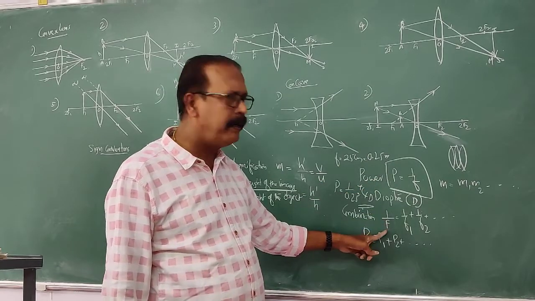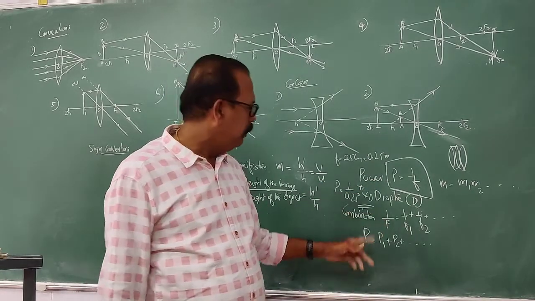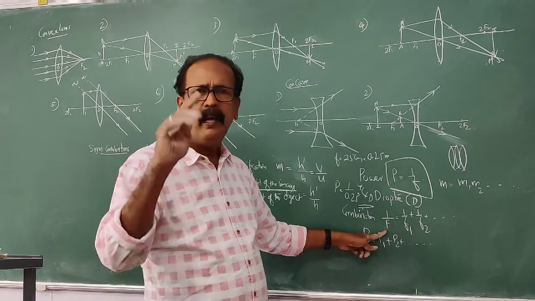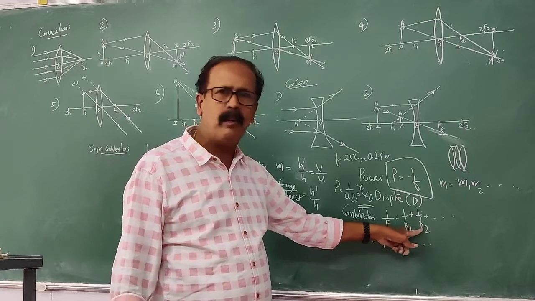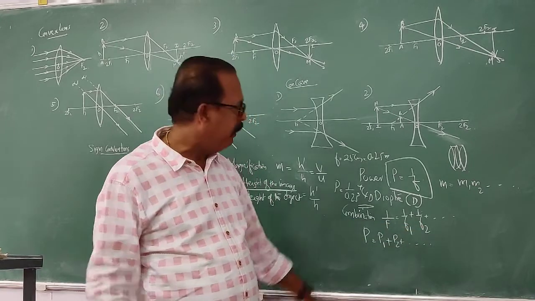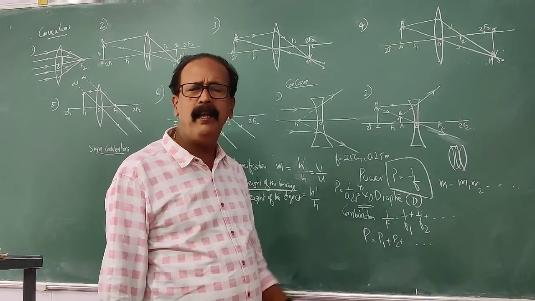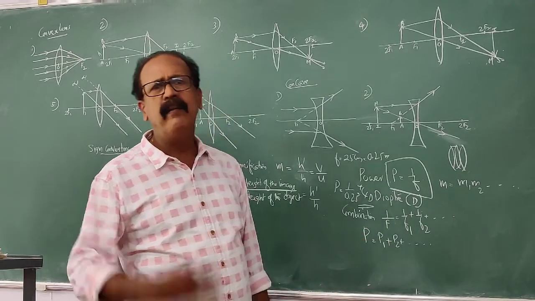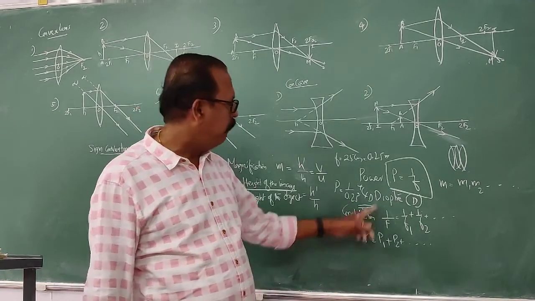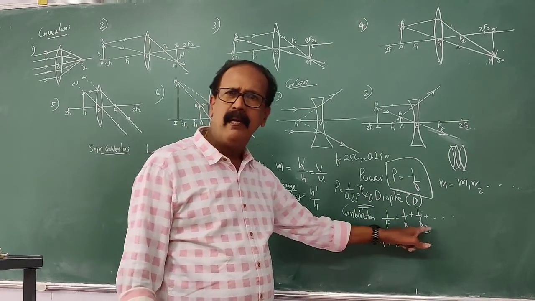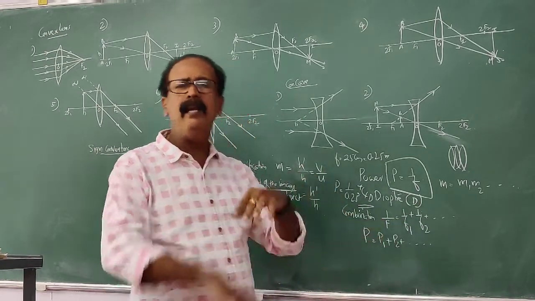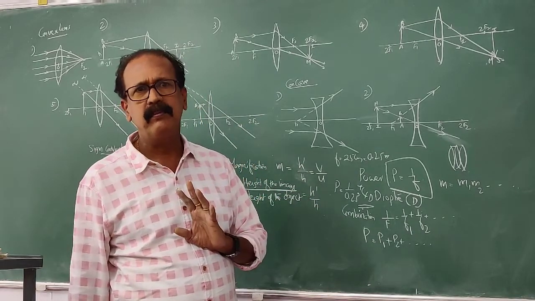So when lenses are combined, whether convex or concave, the combined focal length is given by 1 by f equal to 1 by f1 plus 1 by f2, where f1 and f2 are the focal lengths of the individual lenses and f is the combination value. Maybe if the first lens is convex, the second one is concave, how will you combine? 1 by f equal to 1 by f1 plus 1 by f2, but f1 will be positive, f2 will be negative. Accordingly, you have to calculate the value of f.